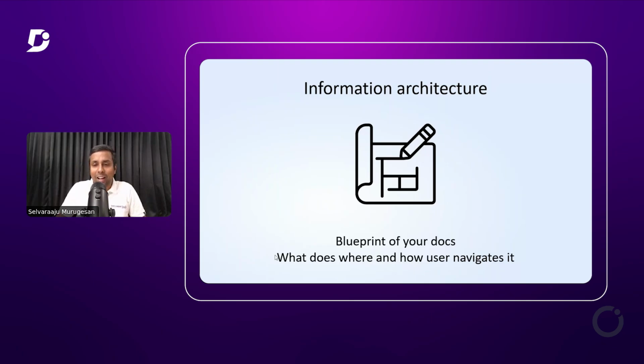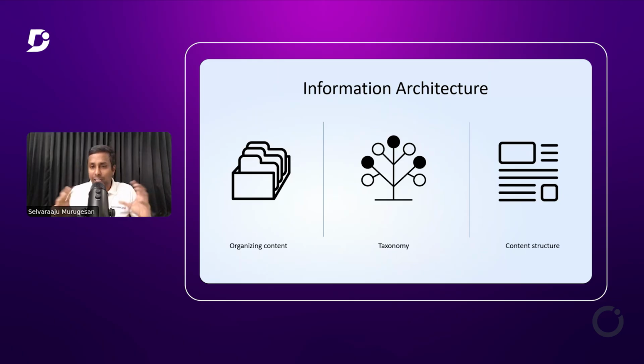Is the information architecture of your documentation site perfect? Okay? So for people who do not know about information architecture, it's a blueprint for your documentation. It tells you what content goes where, and most importantly, how your users navigate your documentation site. And basically, it consists of three blocks.